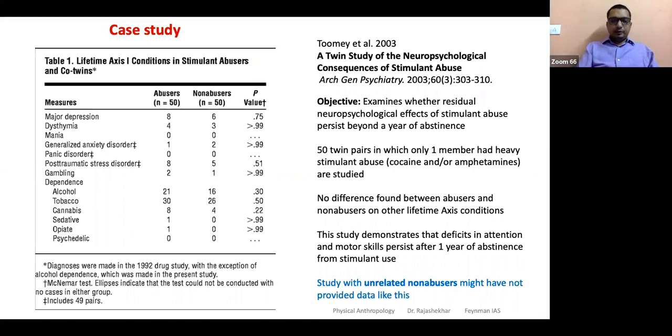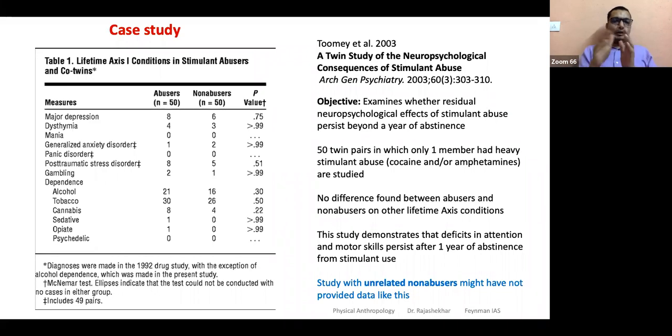So the objective of this study is to examine whether residual or leftover neuropsychological effects of stimulant abuse, taking the drugs as stimulants, persist beyond a year of abstinence. So even after a year of leaving that habit, does it still continue to have effects on those people? This is what you want to study. Tell me, if you want to study something like that, what type of subjects do you take? Think briefly. This is like designing an experiment in anthropology.